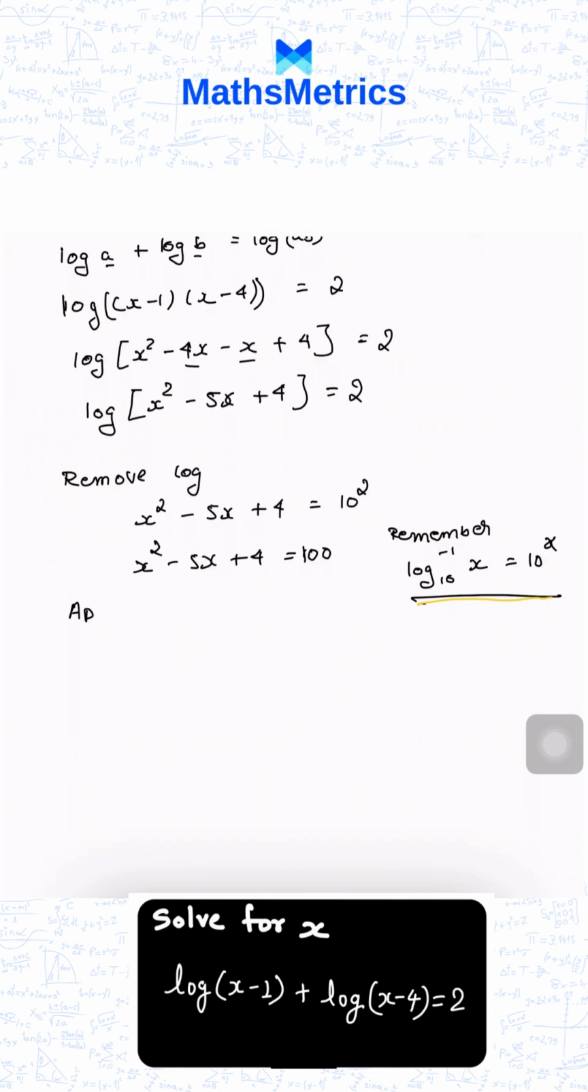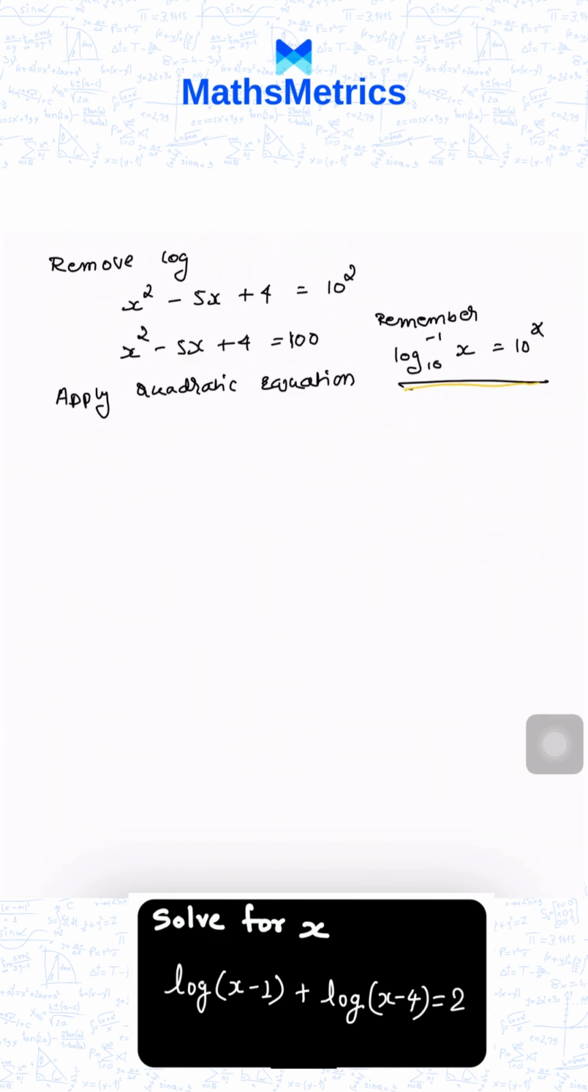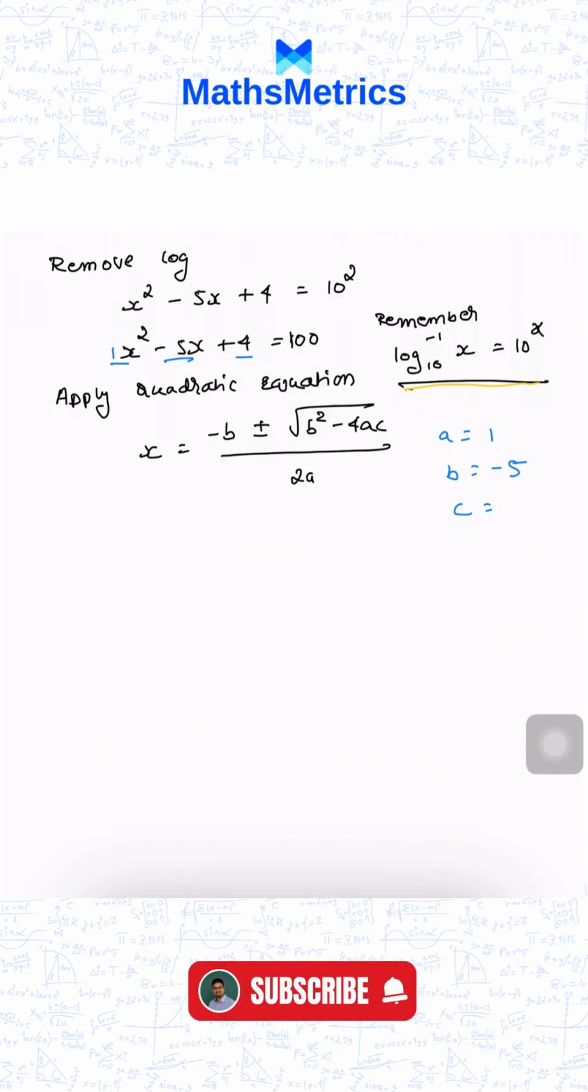Now let's apply the quadratic equation. So the quadratic equation says x equal to minus b plus or minus square root of b square minus 4ac, divided by 2a. In our case, a is the coefficient of x square, that is 1, and b is the coefficient of x, that is minus 5, and c is 4. Okay, sorry, for c we need to bring this 100 to the left hand side.